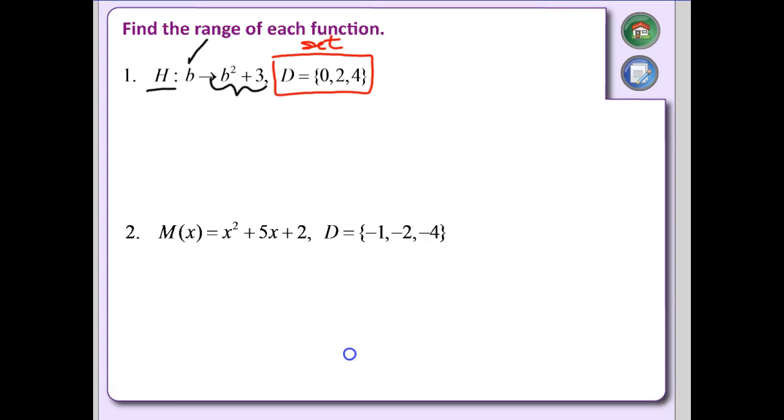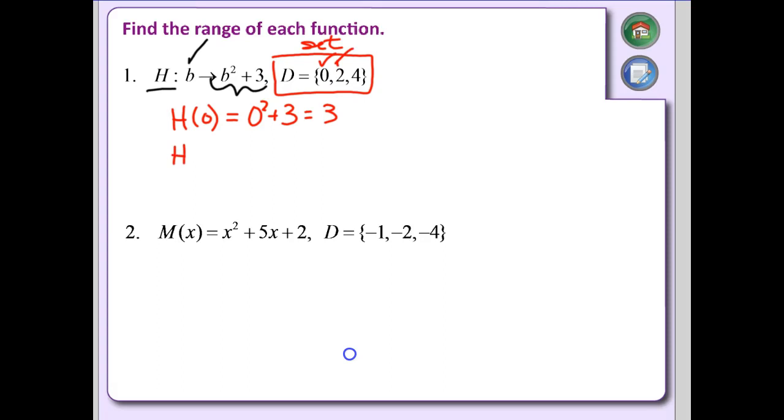So if we look here then, we've got h, and they want me to find h of 0. Well, we're going to plug in 0 every time I see b. So we've got 0 squared plus 3, and that's going to give me 3. Now we've got to find the function at 2.